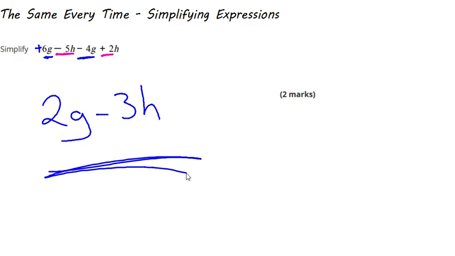However, if you do have your calculator with you and you're able to use it on that paper, why not use it to check your answers if you're not so sure about moving up and down the number line? Negative 5 plus 2 will give you negative 3. 6 minus 4, of course, gives you 2. 2G minus 3H, our final answer, the same every time.